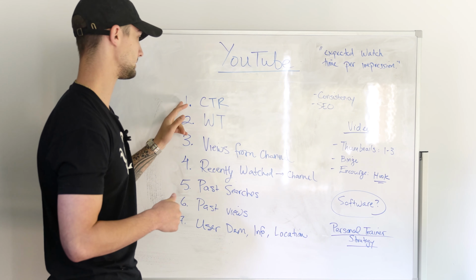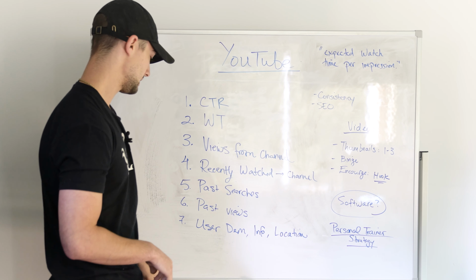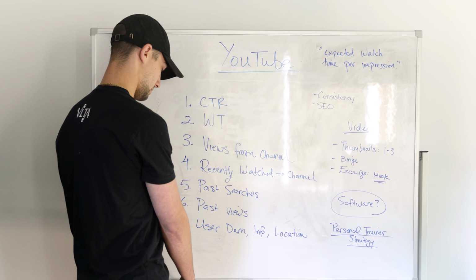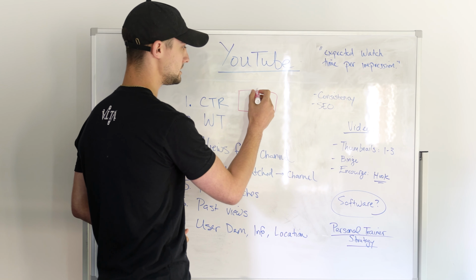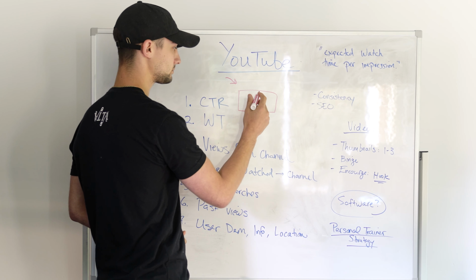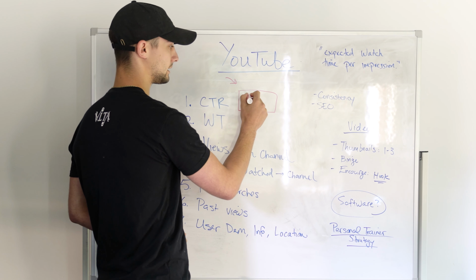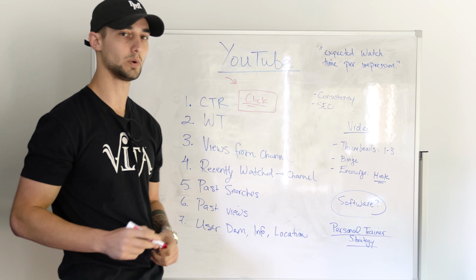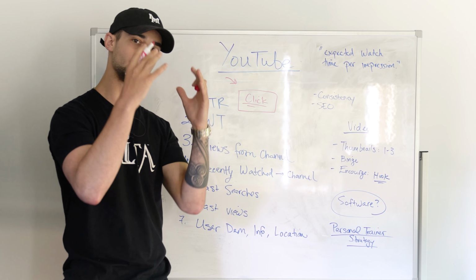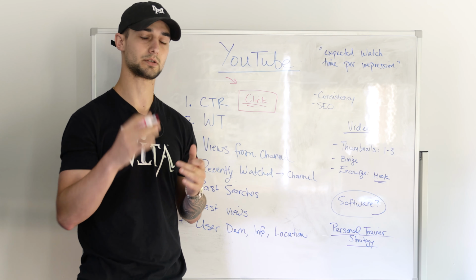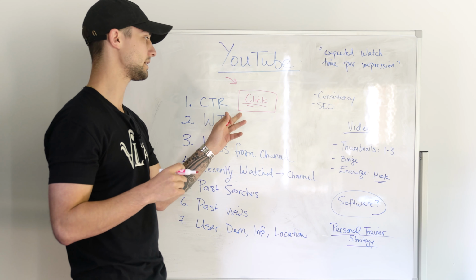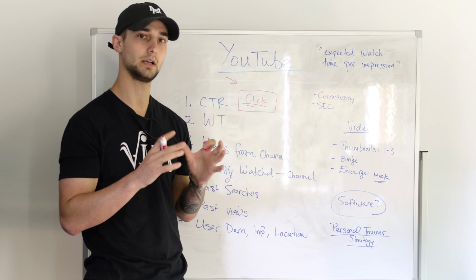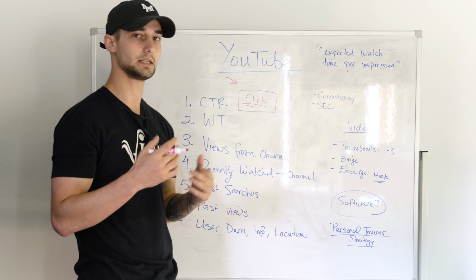The first thing that the algorithm is picking up on is what we call CTR. Your click-through rate is the amount of people that see your thumbnail and then click on it. An impression is what it's called right when your thumbnail appears on somebody's screen. So whether they're on their phone or their desktop, as they scroll through, the second the pixels of your thumbnail appear on the screen, that's an impression.